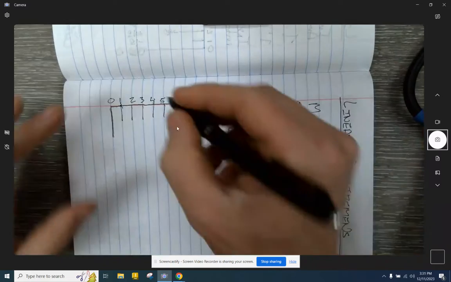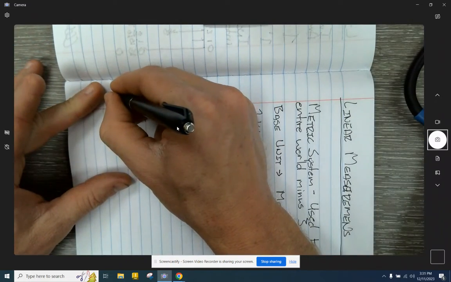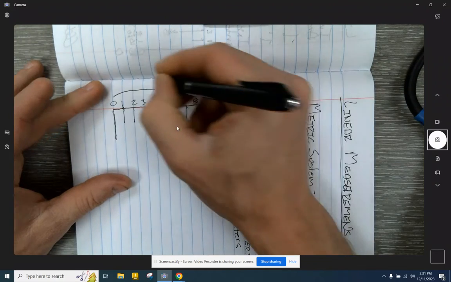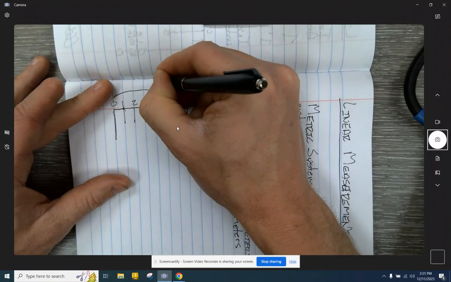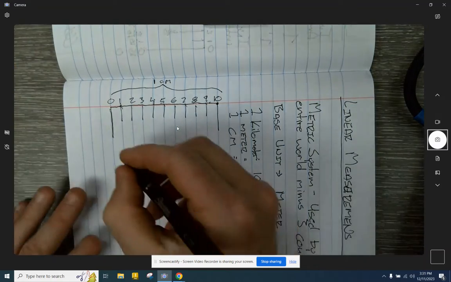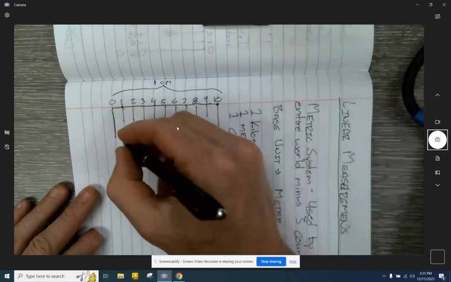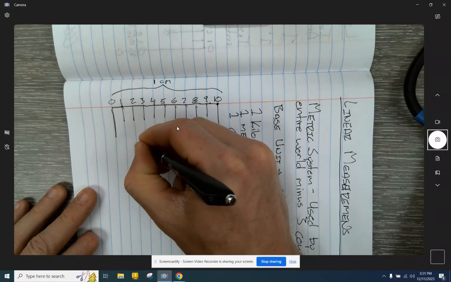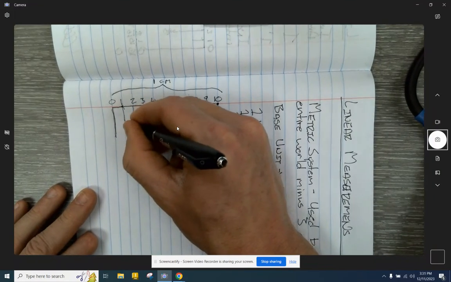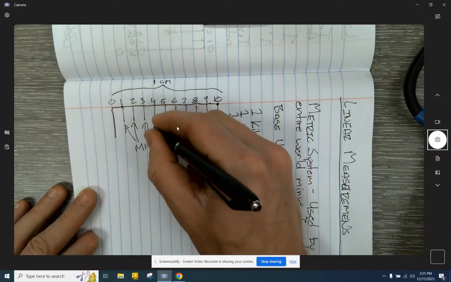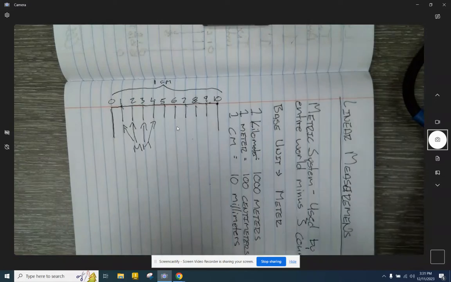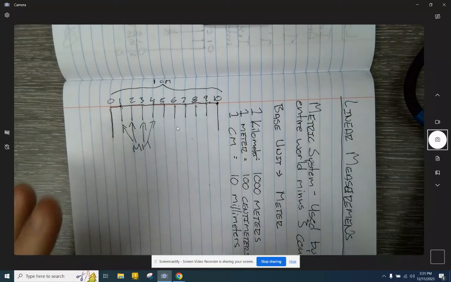All right. So this whole area here represents 1 centimeter. All right. And then each of these individual lines here is a millimeter. All right. So this line's a millimeter. This line's a millimeter. This line's a millimeter. This line's a millimeter. All right. So on and so forth, all the way down to the far side. All right. And that's it for our big centimeter.